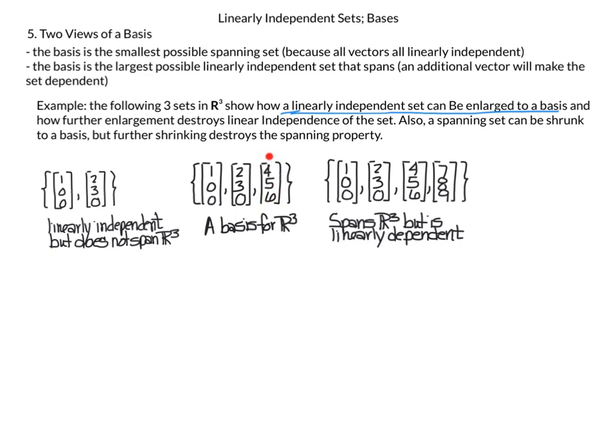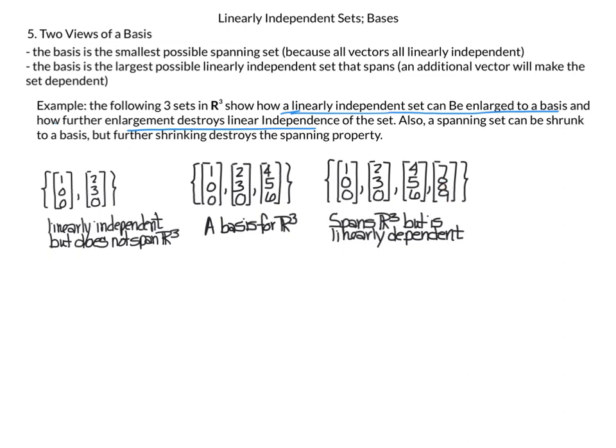So you have to throw in one that keeps the set linearly independent, and you have to throw in one that will help you span the space. The second thing, though, is once you have a basis, further enlargement will destroy linear independence, and that's over here. So now we have our basis, and we just threw in this extra vector.